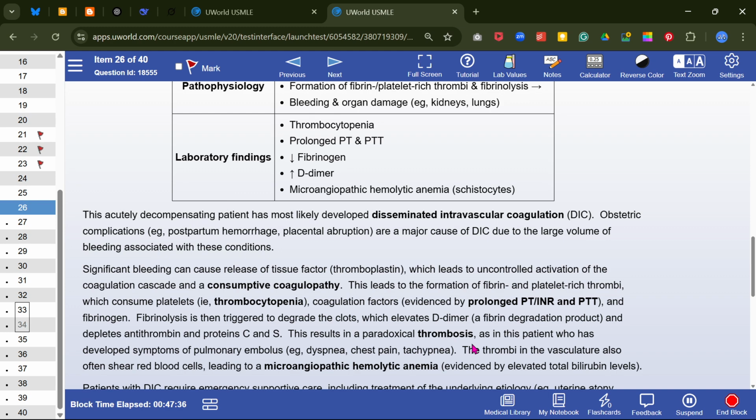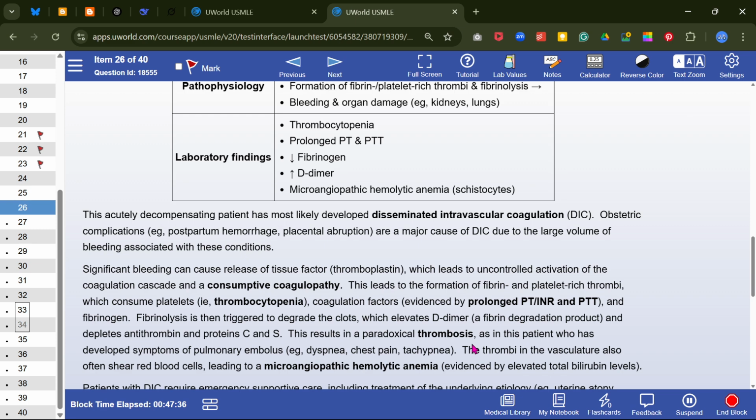These acutely decompensating patient has most likely developed DIC. Obstetric complications, postpartum hemorrhage, placental abruption are a major cause of DIC due to a large volume of bleeding associated with these conditions.